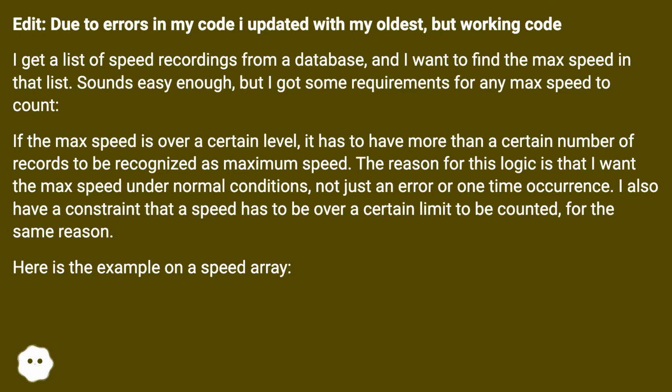If the max speed is over a certain level, it has to have more than a certain number of records to be recognized as maximum speed. The reason for this logic is that I want the max speed under normal conditions, not just an error or one-time occurrence. I also have a constraint that a speed has to be over a certain limit to be counted, for the same reason. Here is the example on a speed array.